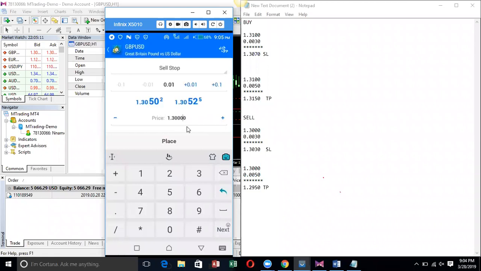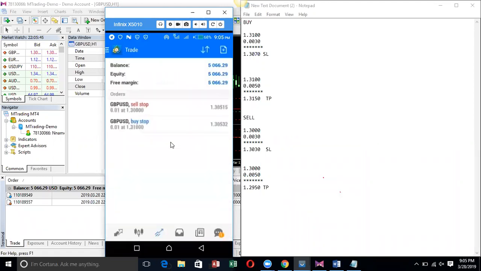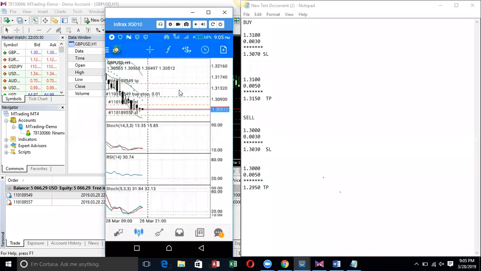Then we'll scroll up to get the space for our stop loss and take profit. Our stop loss is 1.3030. Then our take profit is 1.2950. And that is it. We'll click on what? Place. Can you see? Click on place. Can you see our two orders? Sell stop, buy stop. Can you see all this, all the others?